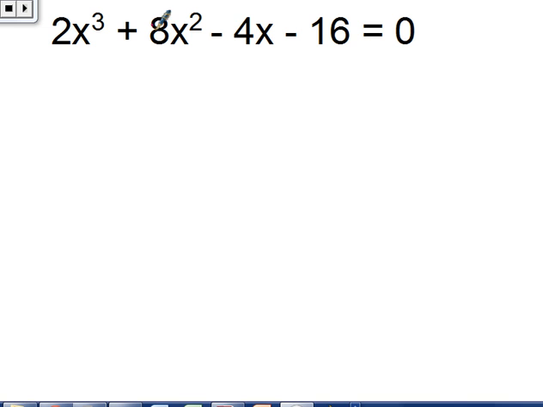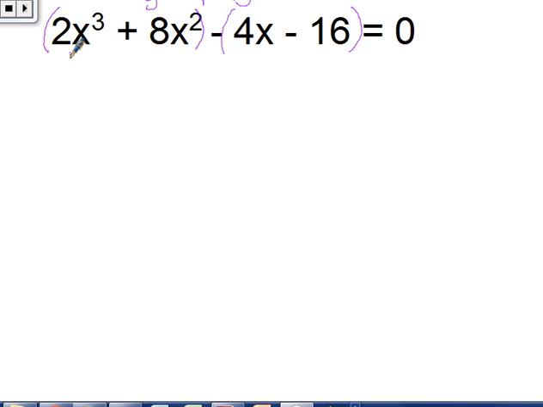Okay, so here's another type. This is a cubic equation, a 4-term cubic equation. We're going to solve this one by grouping. This is a very common way to solve a cubic with 4 terms: group them together and see what they have in common. So solving by grouping, we group the first 2 terms together, and we group the second 2 terms together.